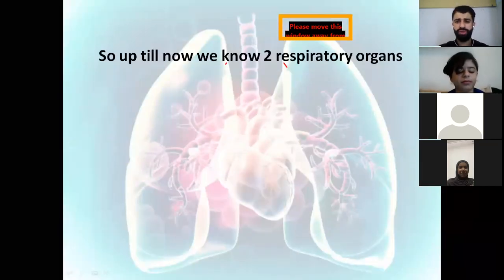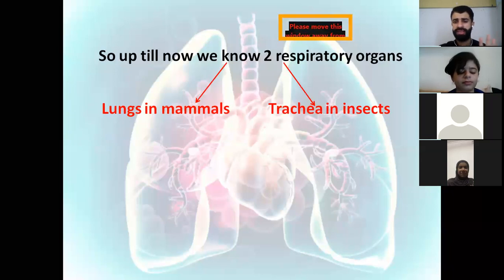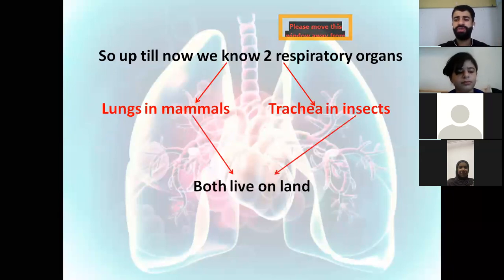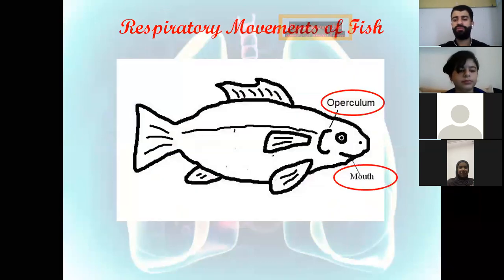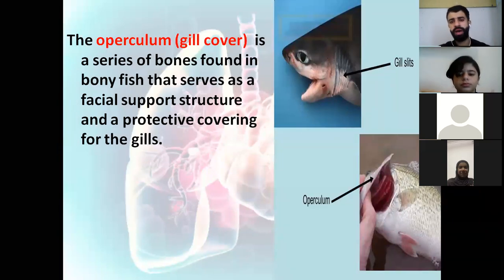So till now we have two respiratory organs: lungs in the mammals, and trachea in the insects. Both of them live on land. Moving to aquatic life, we have mouth open and mouth closed, operculum open. First of all, let's learn about the operculum. The operculum is like the gill cover.